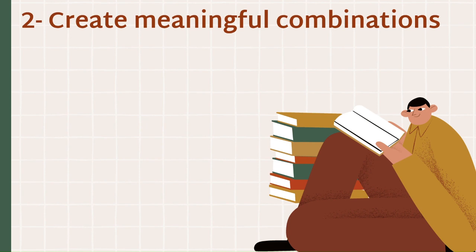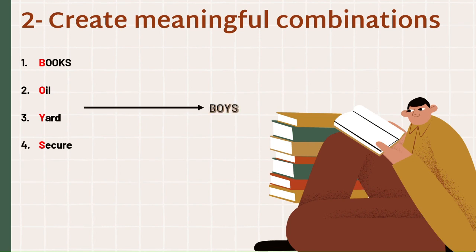Let's talk about an example here. We have this list: books, oil, yard, and secure. This technique says to take the first character of each word. In books we take B, in oil we take O, in yard we take Y, and in secure we take S. And make a word that we can save very easily, right?